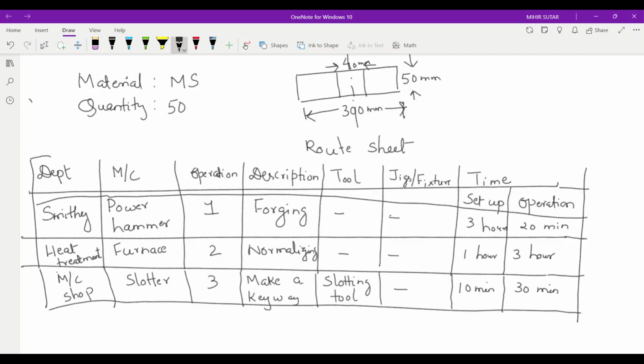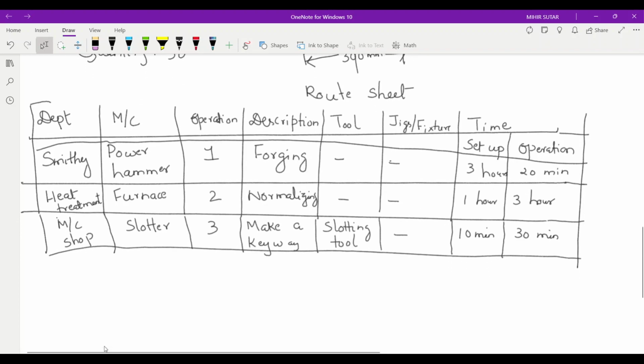So this is a route sheet. In this way, you can calculate the total time you will be taking, and the sequence of operations that will be done. I think the route sheet is now clear. Why is routing essential, isn't it? Routing is very much essential.